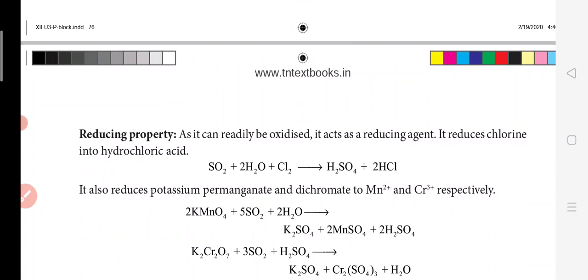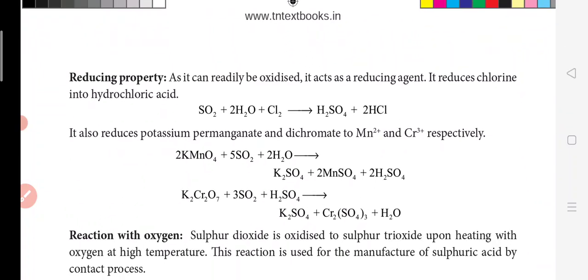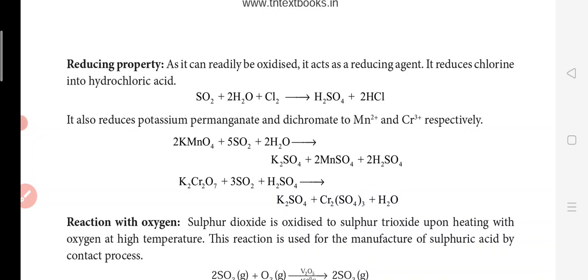And its reducing property: as it can readily be oxidized, it acts as a reducing agent. It reduces chlorine into hydrochloric acid. So chlorine gets reduced, because reduction means hydrogen is added. Hydrogen is added to chlorine, so it is getting reduced. It also reduces potassium permanganate and dichromate to Mn2+ and Cr3+. So the manganese ion in KMnO4 will get converted into Mn2+, and the chromium in K2Cr2O7 will get converted into Cr3+.